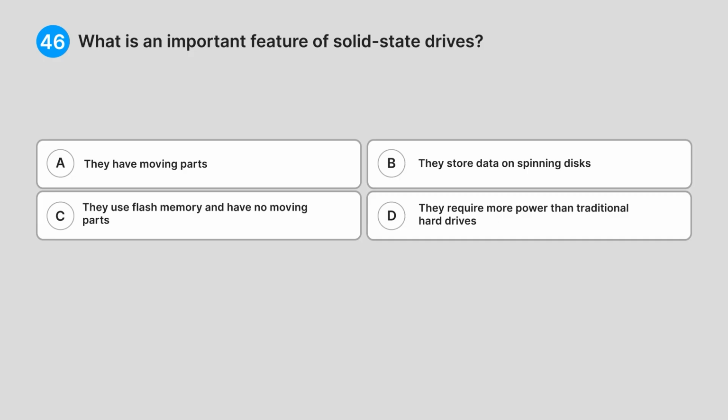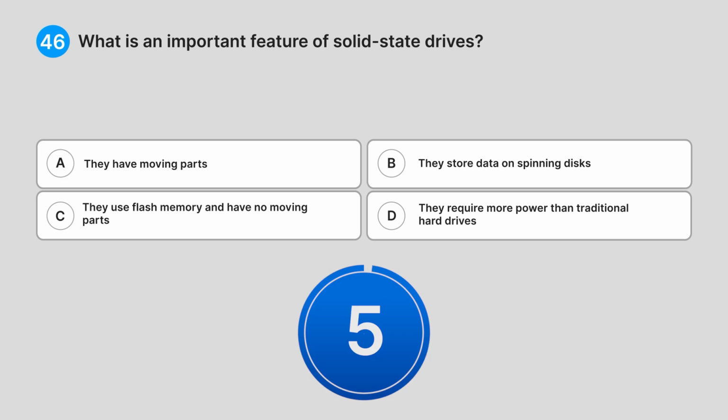46. What is an important feature of solid-state drives? A. They have moving parts. B. They store data on spinning disks. C. They use flash memory and have no moving parts. D. They require more power than traditional hard drives. Do you know the answer?